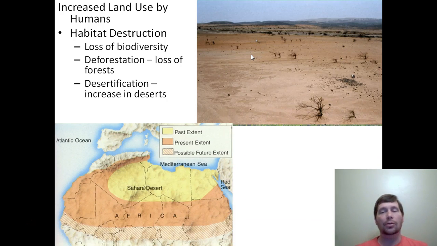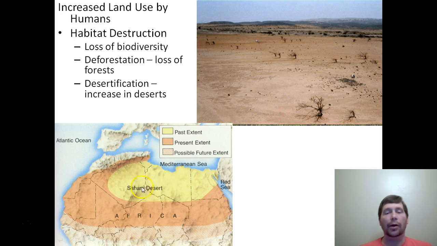Another way that humans do this is by desertification. The amount of desert that's on the planet is growing every year. What you're looking at here is the boundary between the Sahara Desert and the tropical savanna. Here's the desert, here's the savanna. If you come back and look at this picture a few years later, you'll see that the desert is up here. Every year the Sahara Desert grows bigger and bigger.